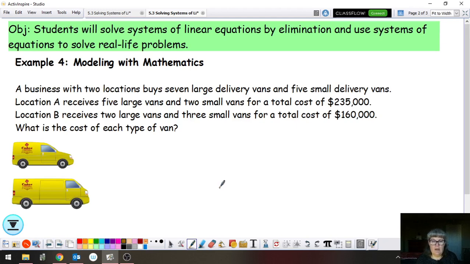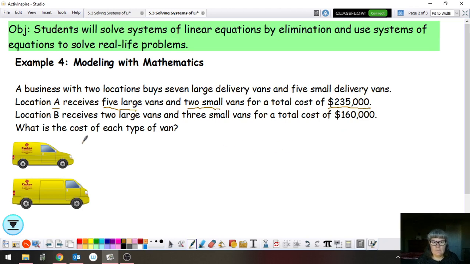So now that we've looked at how to solve systems using the elimination method, let's put this to an application. A business with 2 locations buys 7 large delivery vans and 5 small delivery vans. Location A receives 5 large vans and 2 small vans for a total cost of $235,000. So we have A has 5 large, 2 small for $235,000.